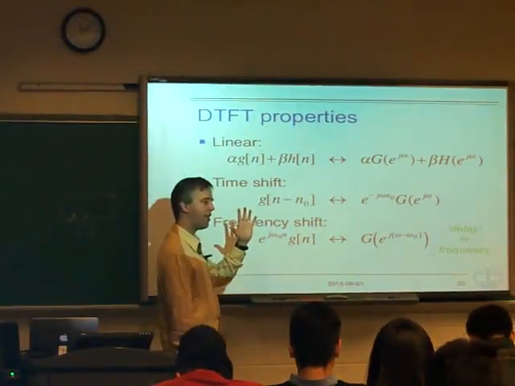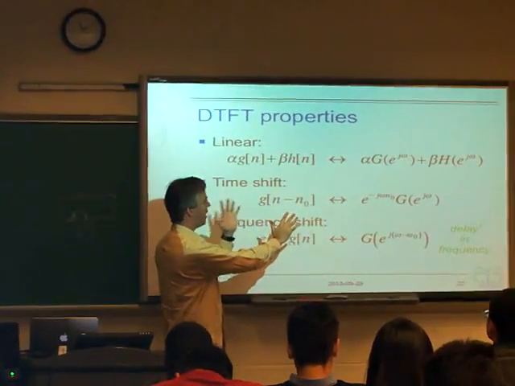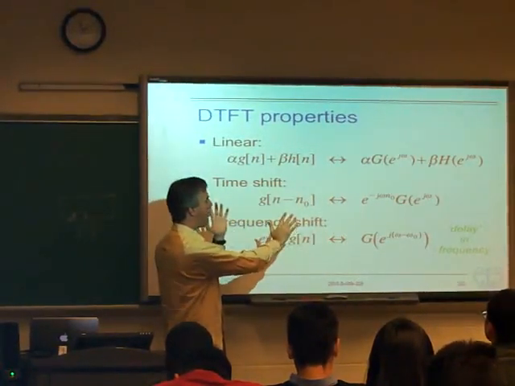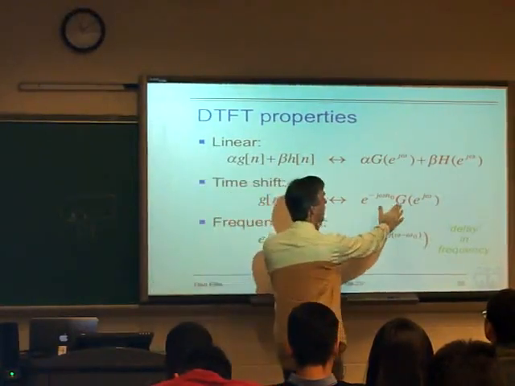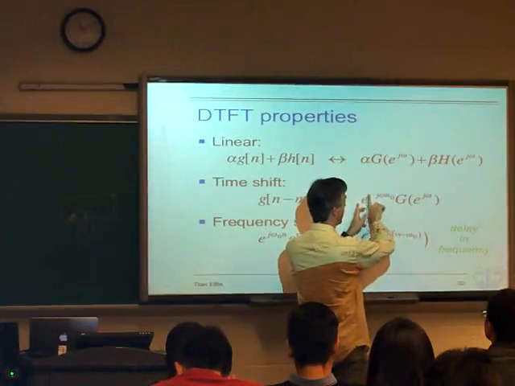So I've got this time domain function. I've got its frequency domain over here, say. And I can move it around in time. What happens is the magnitude of the frequency domain doesn't change, because the magnitude of this thing is always 1.